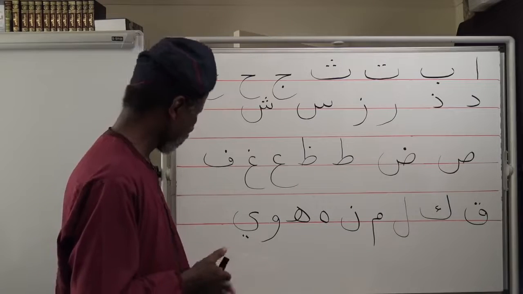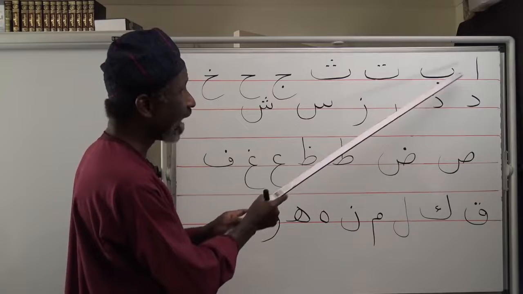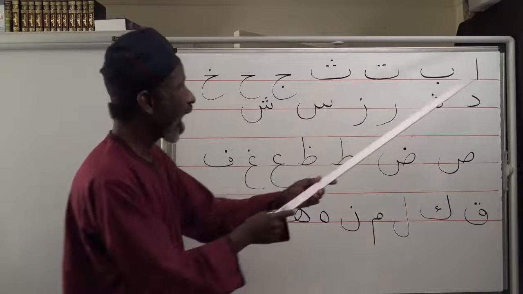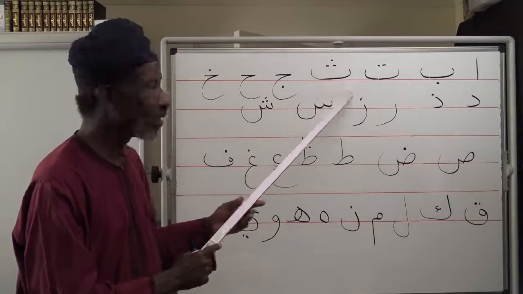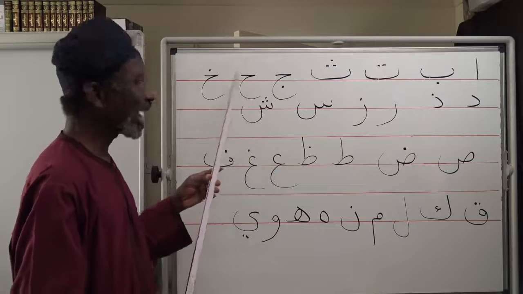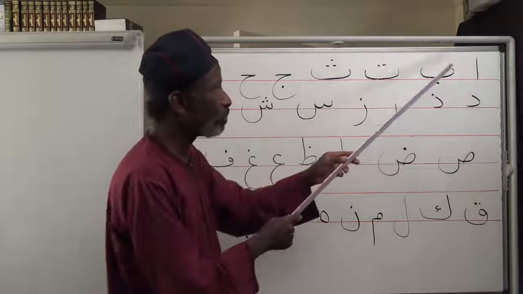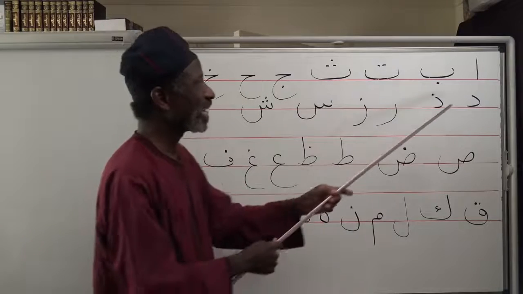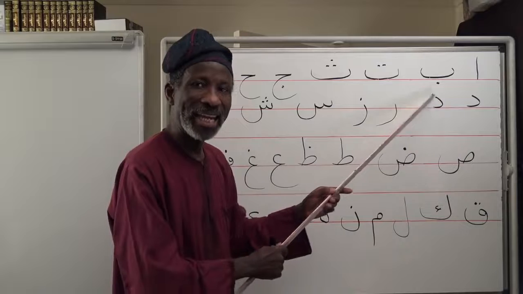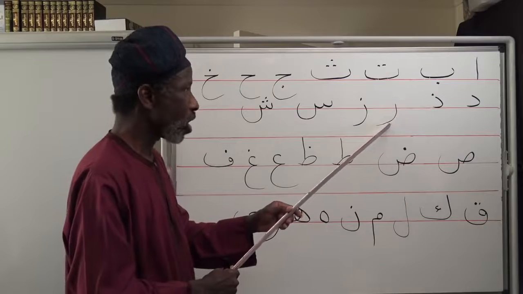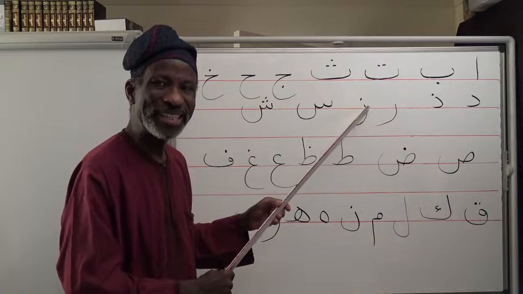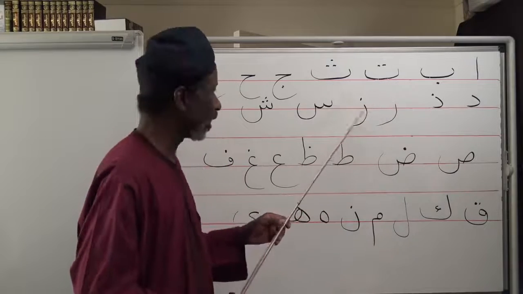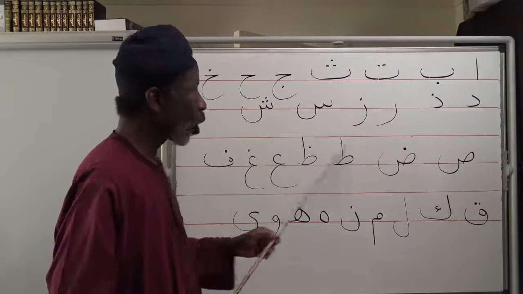So here we are. So we have alif, ba, ta, tha. Alif, ba, ta, tha. Jim, ha, kha. Jim, ha, kha. Dal, dhal. Dal, dhal. Ra, zain. Or ra, za. Dal, dhal, ra, zain. Sin, shin.